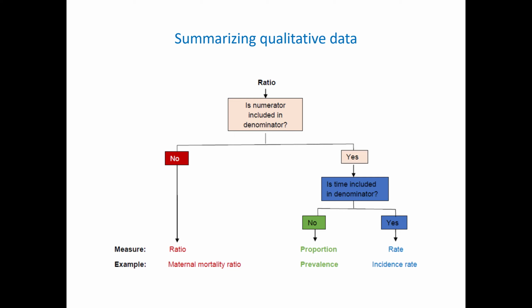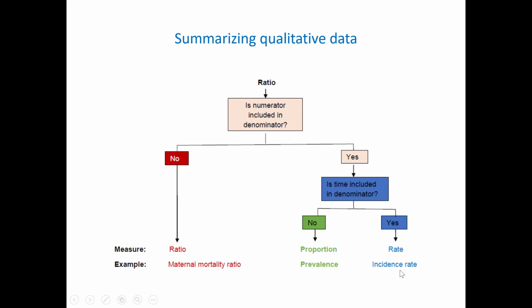So can you see rate, ratio, and proportion? All of them are actually ratio, but the special form of ratio where the numerator is part of the denominator is proportion, and the special form of proportion where time is included is rate. That's what you can see here. You can see the flow chart here. Is the numerator included in the denominator? If no, you see it as ratio, normal ratio. If yes, you say it's proportion. But even in that proportion, is time included? If time is not included, it's proportion. If time is included, it's rate.